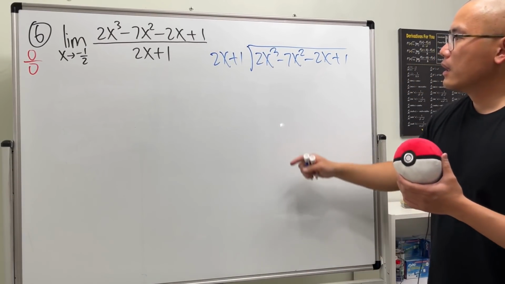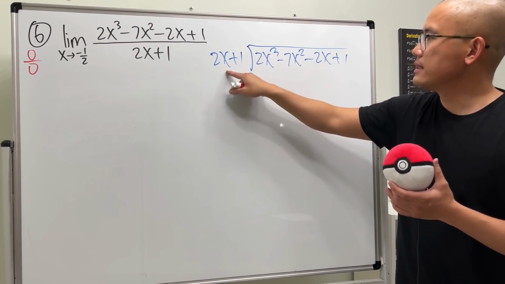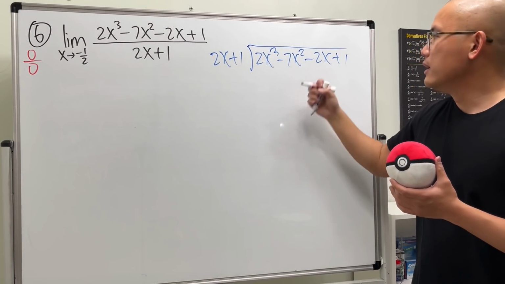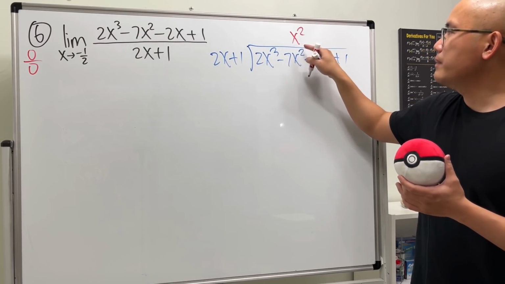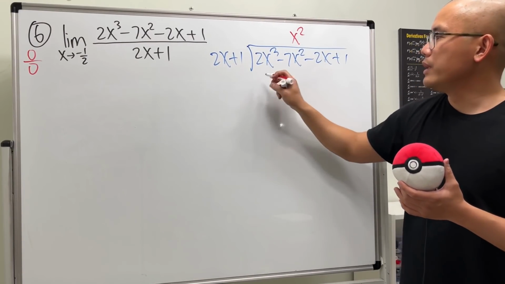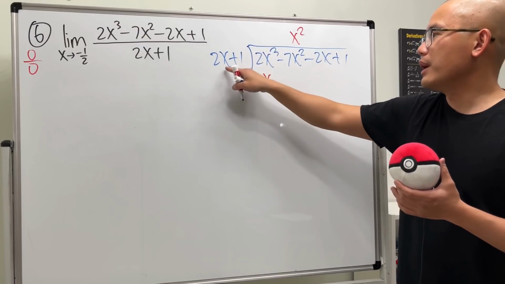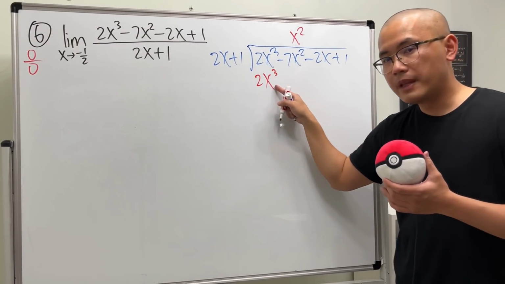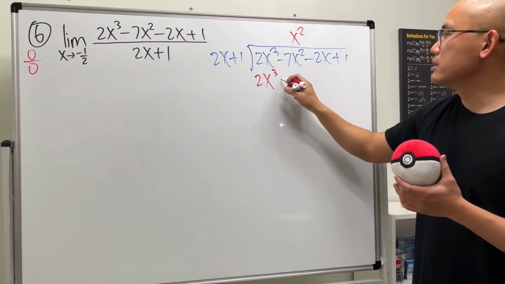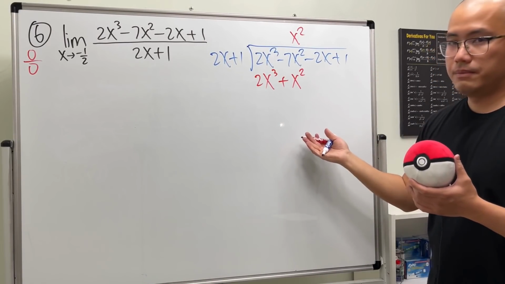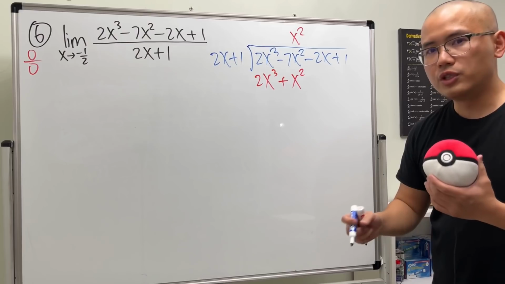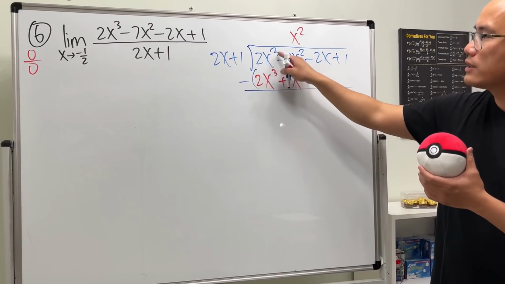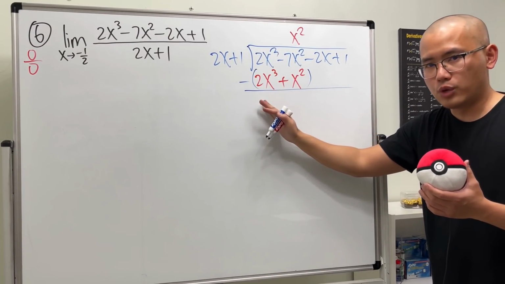And here we go. What times 2x will give us 2x to the third power? Well, we just need x squared, right? And I will line up here. We need x squared. Take x squared, multiply by that, we get 2x to the third power, because x times x squared, we get x to the third power. Next, this times that is just plus x squared. And remember, when we do long division, we will have to subtract. So we subtract this and that. 2x to the third power minus 2x to the third power is 0.